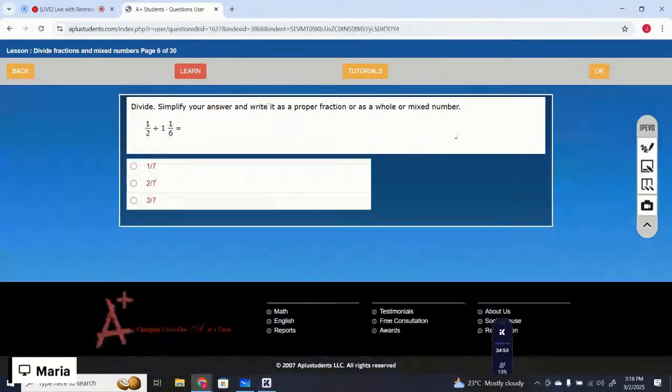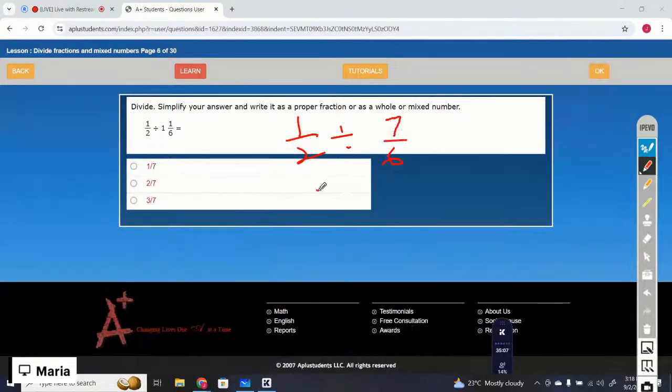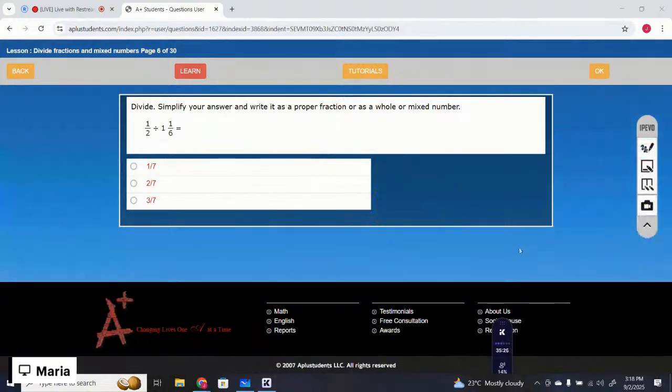1 by 2 divided by 1 whole 1 over 6. So 1 over 2. Convert this 1 whole 1 by 6 to an improper fraction. 6 times 1 is 6 and 1, 7 over 6, times 6 over 7. 2 times 1 is 2, 2 times 3 is 6, equals 3 by 7. Option number 3 is the correct option. Okay, you can complete the lesson by yourself later today. Let me just move on to the next lesson.